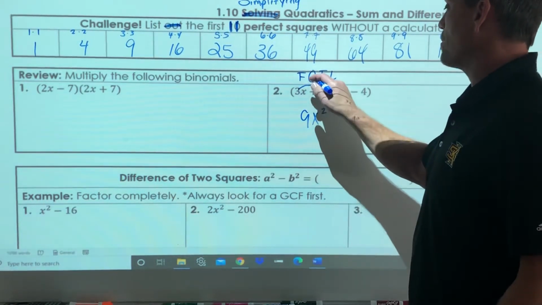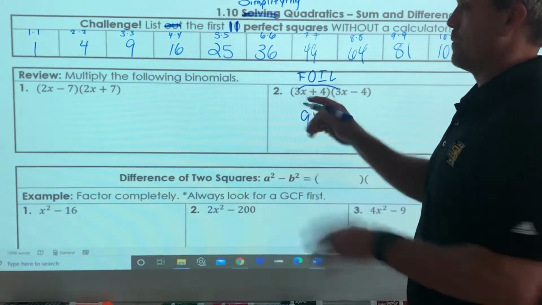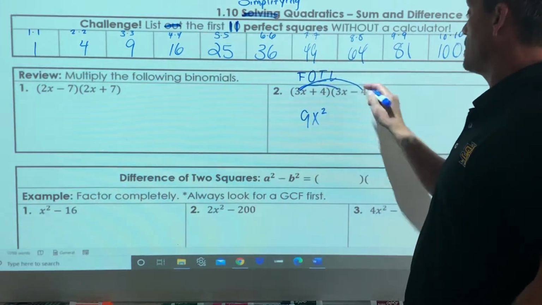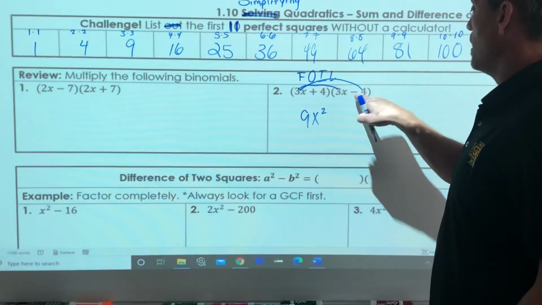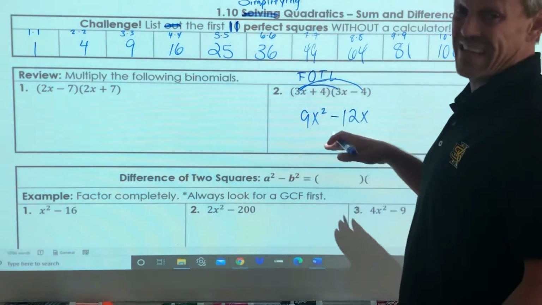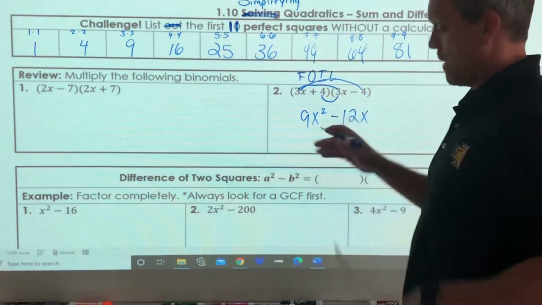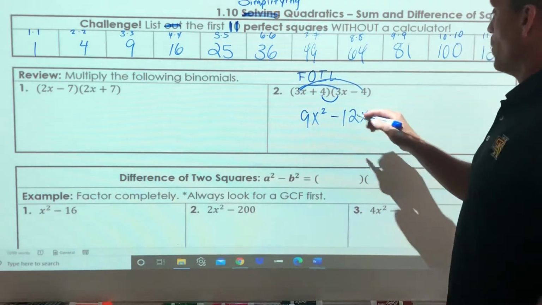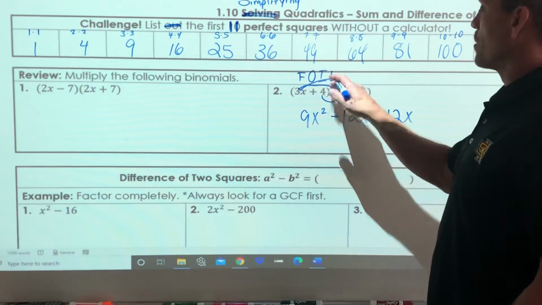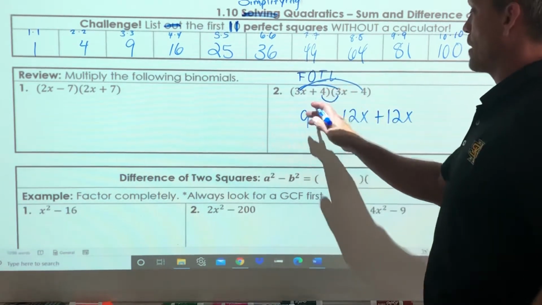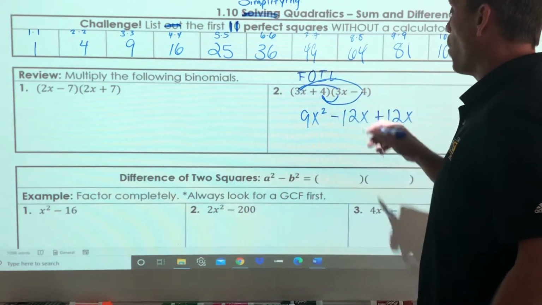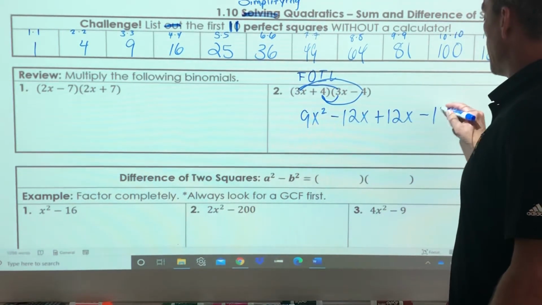We're going to do the outside, which is the outside times the outside, which is 3x times -4, which is -12x. Then we're going to do I, or the inside, the pieces on the inside, which is +4 times 3x, which is +12x. And then we're going to do the last, just like we did the first with the F. The last is 4 times -4, which is -16.